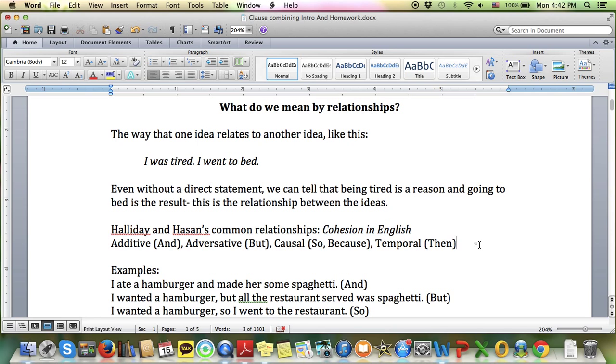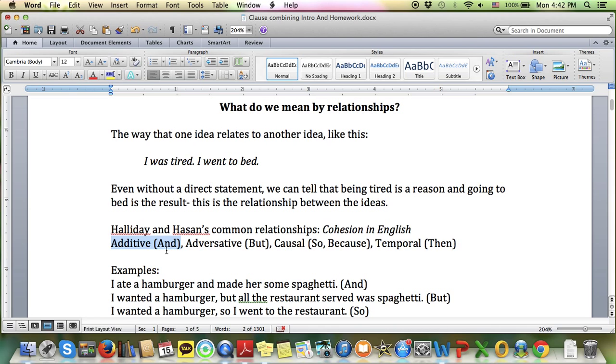Okay, the big relationships that they came up with when they're trying to figure out how ideas relate to each other in English were these: additive, adversative, causal, and temporal, which probably means almost nothing to you because they're big words and honestly nobody uses them anyway, which is why I've got some simpler versions of them right next to them. When we say additive, that's basically saying and.